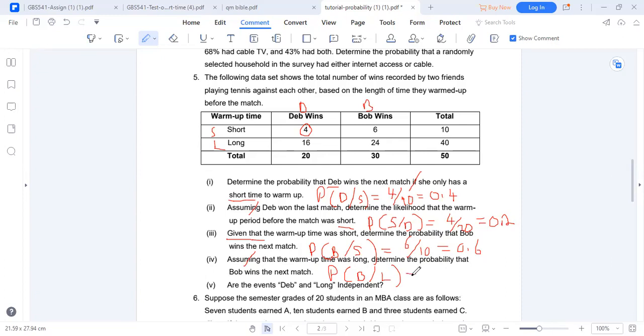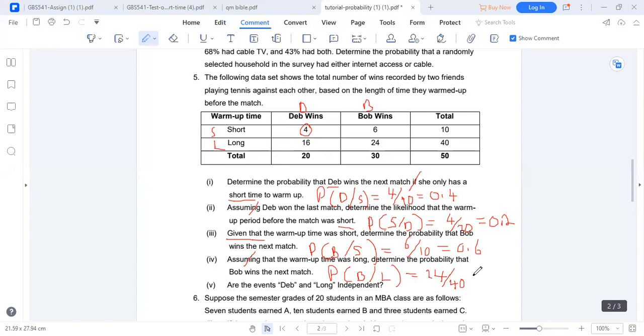So what are we going to have here? Bob. So there we have 24. Over 50 or over 40? Over 40. Over 40, okay. Yes. So what do we have? 0.6. 0.6, correct.